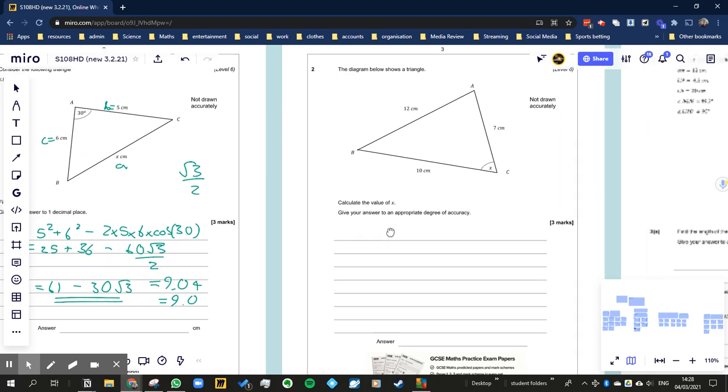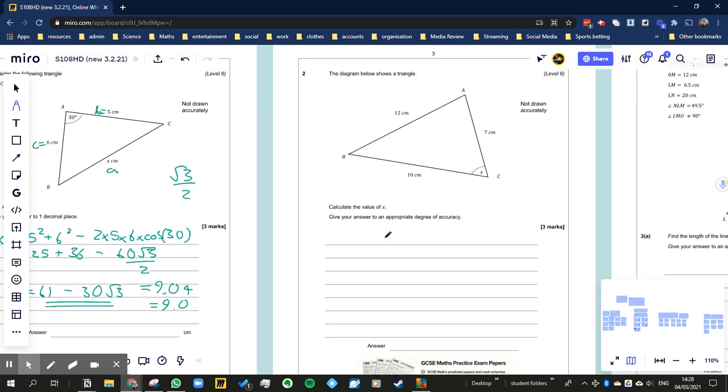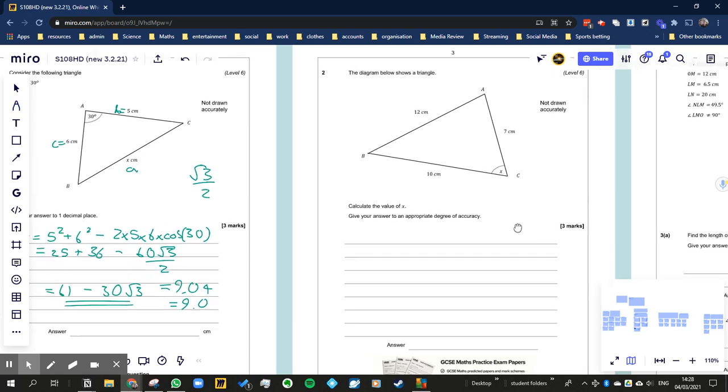So a diagram below shows a triangle. What do we have? We've got 3 sides. That means it's the cos rule again. Okay, this time they are trying to trick us because we've labeled it A, B, and C, but not correctly. I'll show you what I mean.